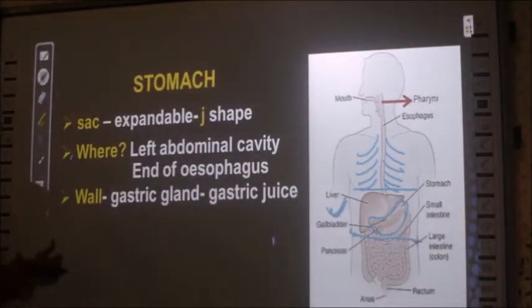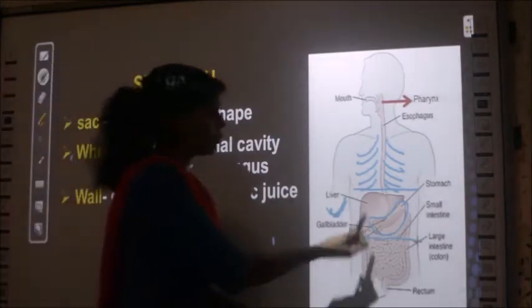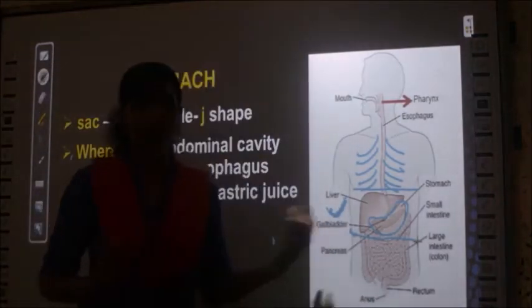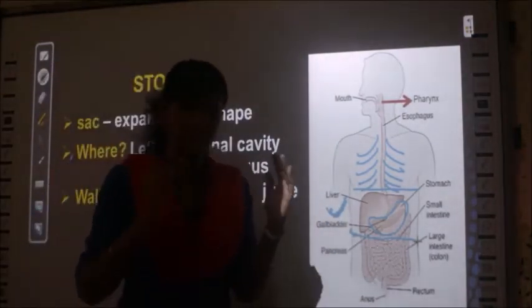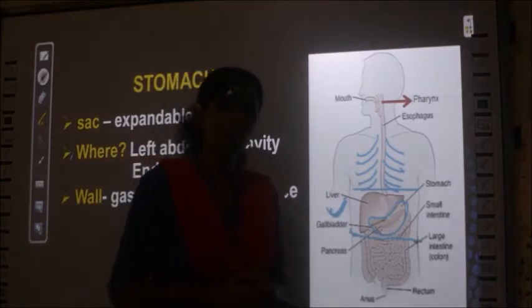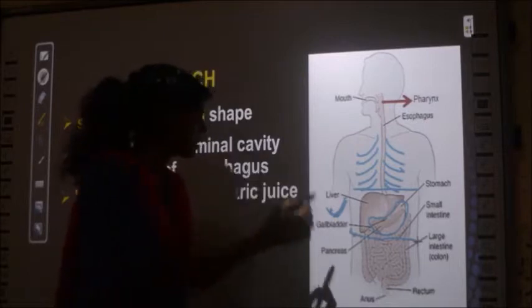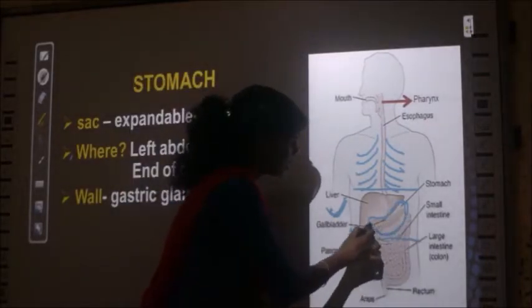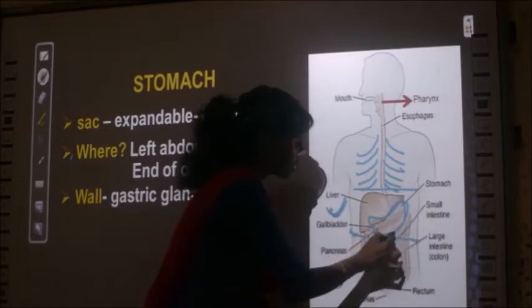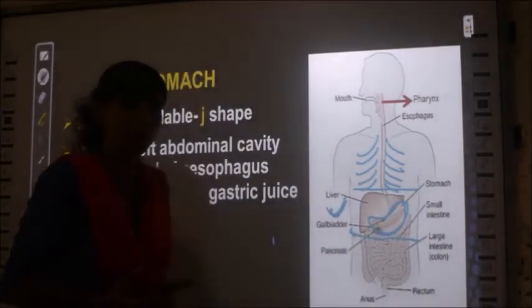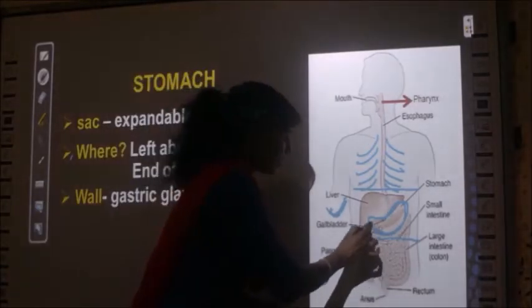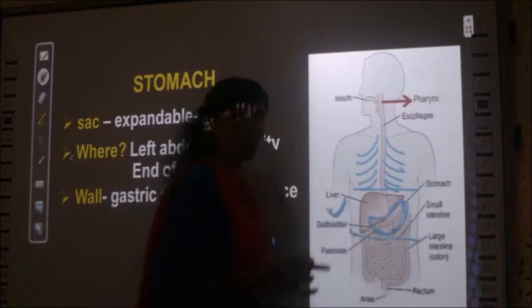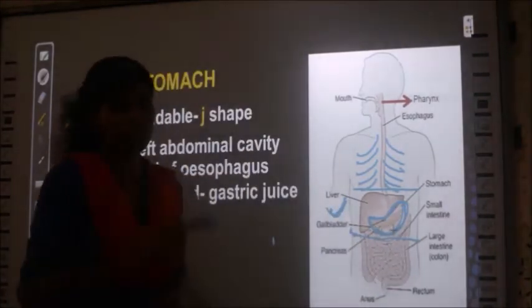Okay. Then the walls of these, what are called walls? Do they have walls like a house or something? Yes, they do have walls. What do you call a wall? See, the surface of the stomach can be called the walls of the stomach. So what is the wall? The inner surface of the stomach is called the walls of the stomach.